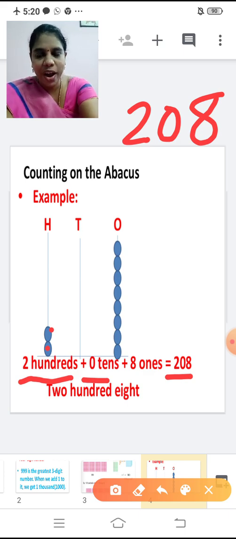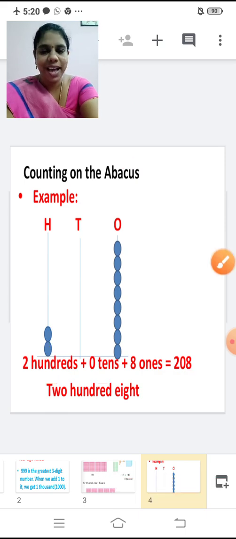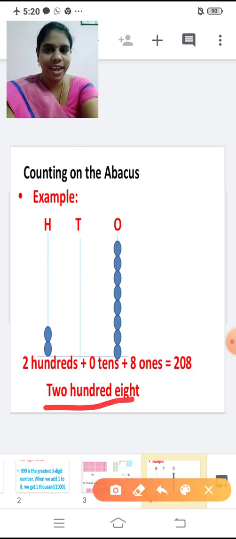We have 2 beads in the hundreds place, so 200. There are no beads in the tens place, so 0. And we have 8 beads in the ones place, so 8. So the number formed is 208. Shall we write the number name for this? What is the number name for 208? Two hundred eight: T-W-O, H-U-N-D-R-E-D, E-I-G-H-T.